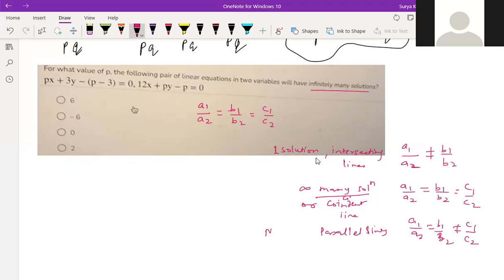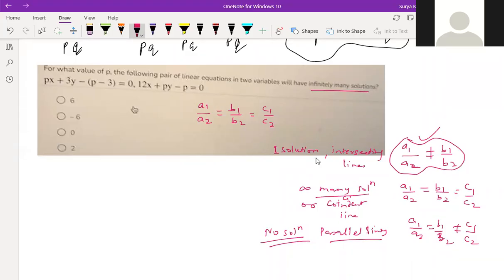Understood? If A1 by A2 is not equal to B1 by B2, then it's one solution, intersecting lines. So how will you get one solution in that case? This is the shortcut part. If this condition arises and you solve this one, you will get one solution directly.